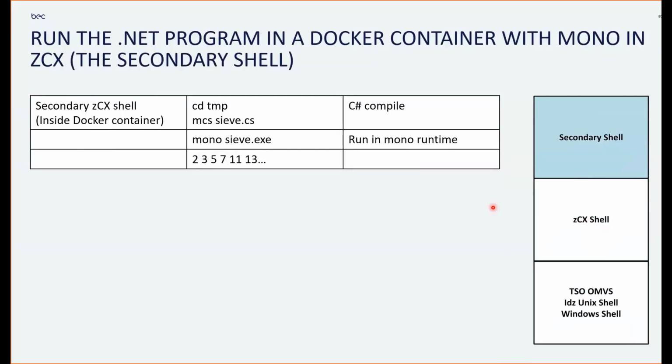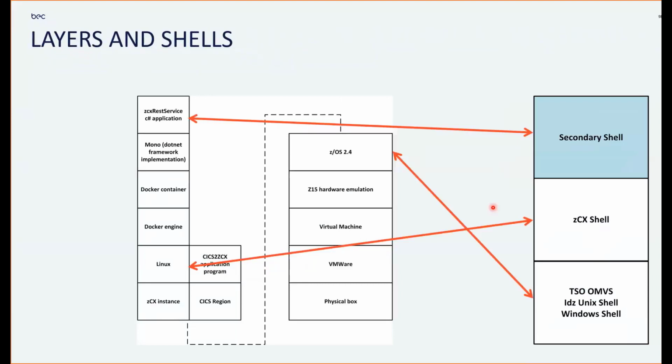But this was a simple program. We haven't yet gone to the point where we could build our REST service and call it from CICS. Just to map where we have been now, you have here the zCX or ITZ shell, which maps to this layer. You have the zCX shell, which is a Linux running on the zCX instance. And you have the secondary shell, which runs on top of Mono, on top of the Docker container. So 11 layers, gentlemen and ladies.